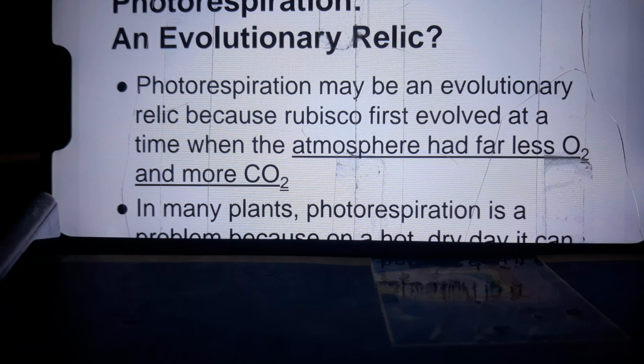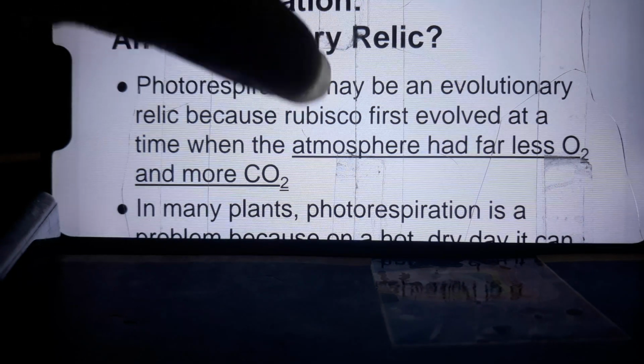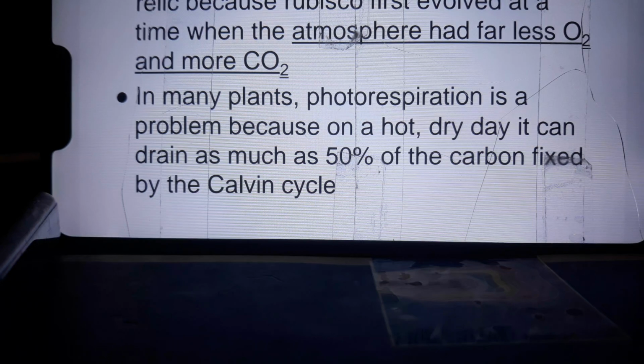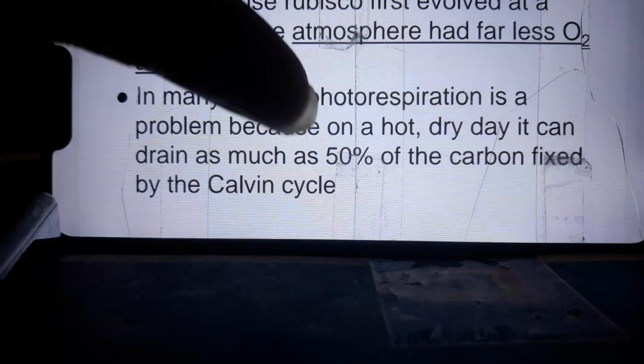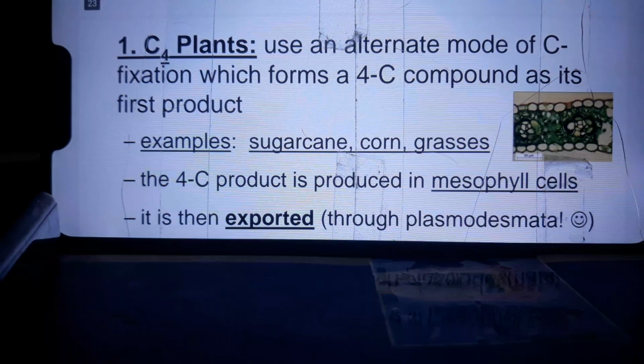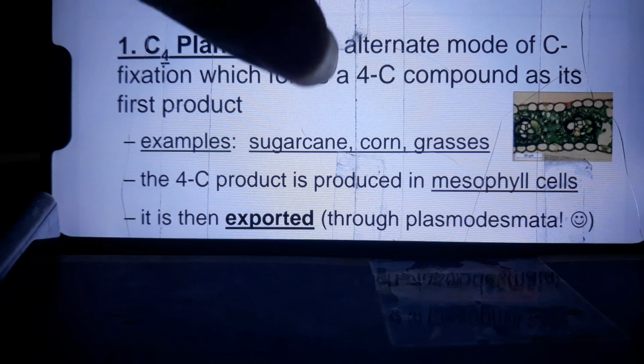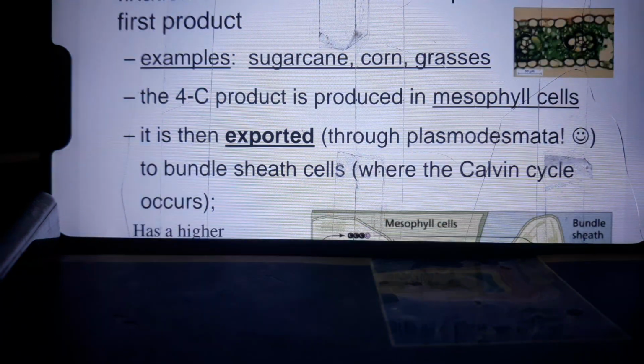Photorespiration, an evolutionary relic? Photorespiration may be an evolutionary relic because Rubisco first evolved at a time when the atmosphere had far less oxygen and more CO2. In many plants, photorespiration is a problem because on a hot, dry day, it can drain as much as 50% of the carbon fixed by the carbon cycle. So, alternative mechanisms for carbon fixation: C4 plants use an alternative mode of carbon fixation which forms a 4C compound as its first product. Examples are sugarcane, corn, and grasses.